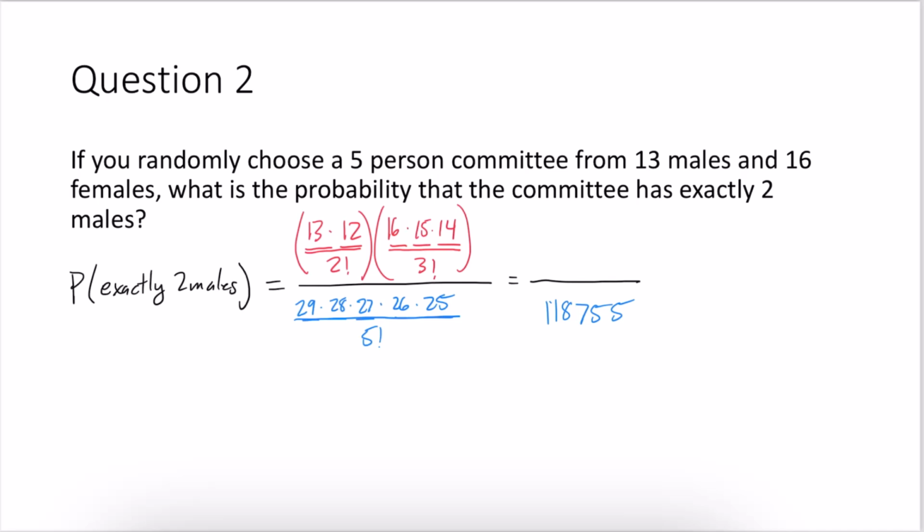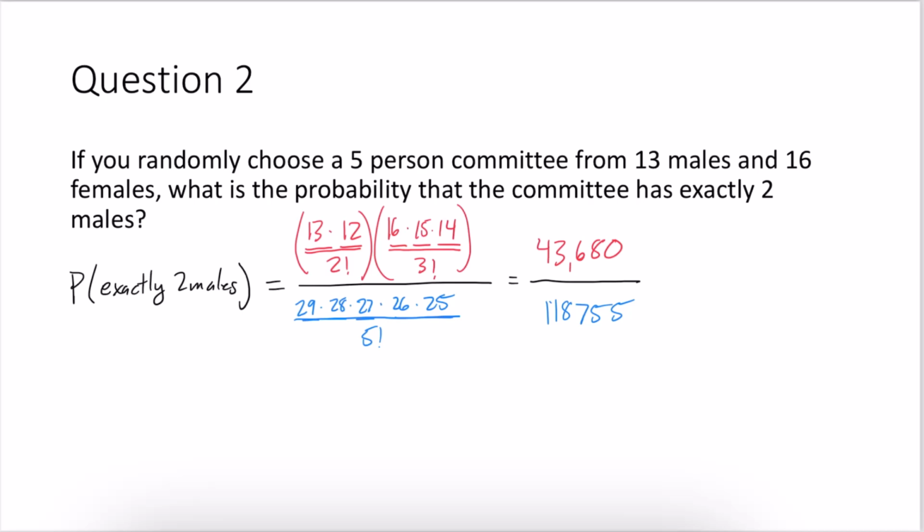So when I type that into my calculator, I'm going to do 13 NCR 2. That gives me 78. So that first part equals 78. And then 16 NCR 3 gives me 560. And when I do 560 times 78, that gives me 43,680 ways that you could choose a committee with exactly 2 males.